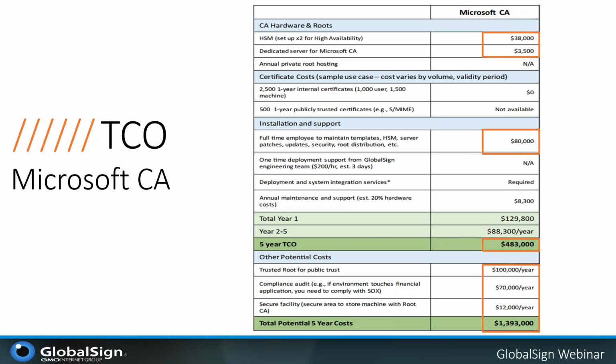Now, that is not to mention other potential costs, and we see customers come up against these quite often. For example, needing a trusted root for public trust, wanting S/MIME certificates for external communications is something that we see quite often. And then we're also looking at compliance audits and a secure facility to actually manage and store that root CA. So opting for a hosted solution would significantly decrease, if not eliminate entirely, many of those management costs, cutting your TCO by as much as 50% compared to an internal CA.